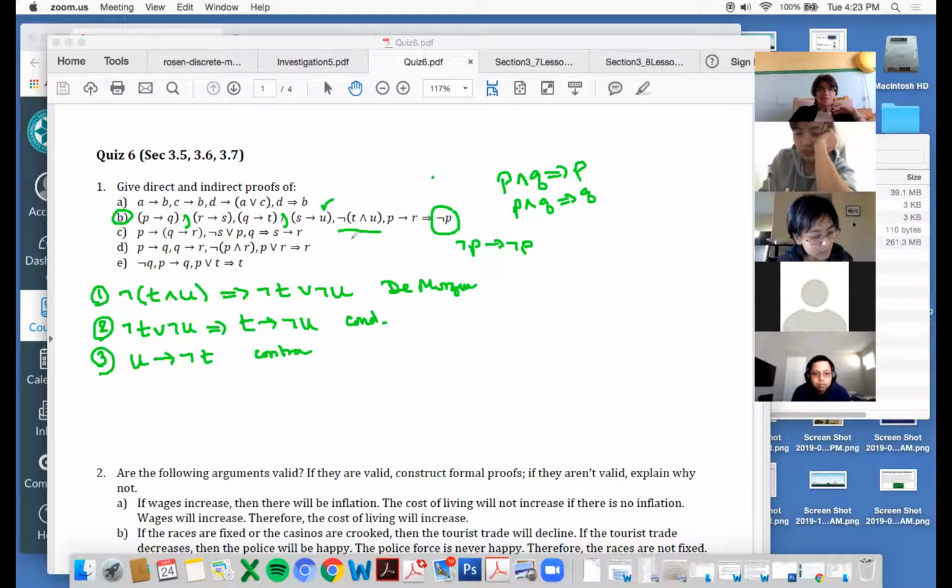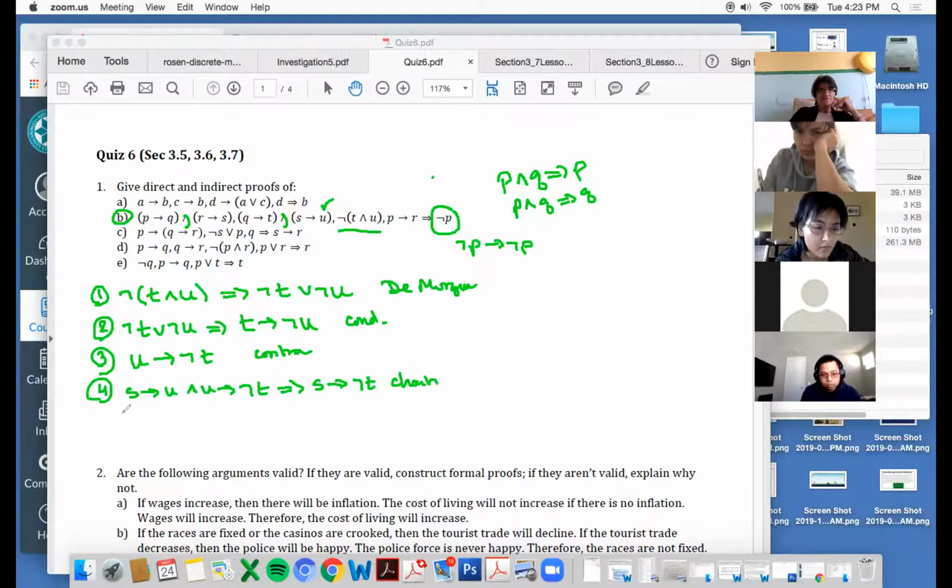Right? So the reason I did that is so I can connect it with this. Okay, so I'm going to say S then U, and U then not T, because one ends in U, one starts with U. This is going to be S then not T. That's the chain rule. Gotcha. Are we good so far?